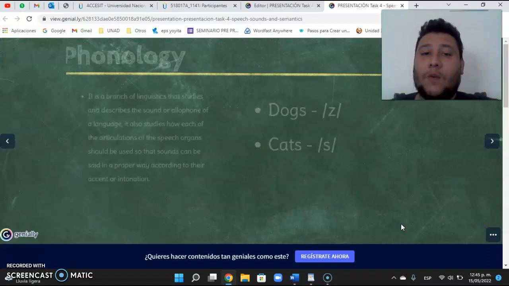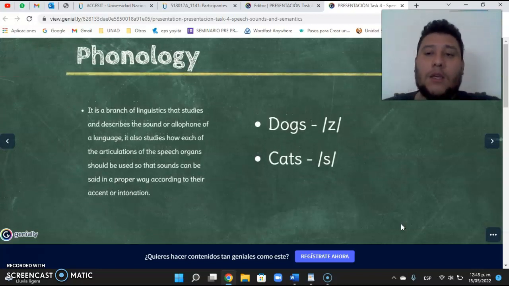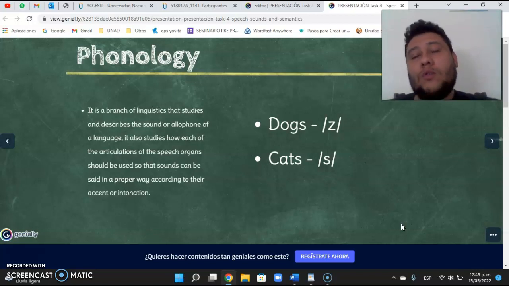The second meaning that I will show you is phonology. In this case, phonology is a branch of linguistics that studies and describes the sounds or allophones of a language. It also studies the articulation of the speech organs, in this case referring to the sounds that you produce with your mouth. It should be used so that sounds can be said in a proper way according to their accent or intonation. In this case, I have two examples.